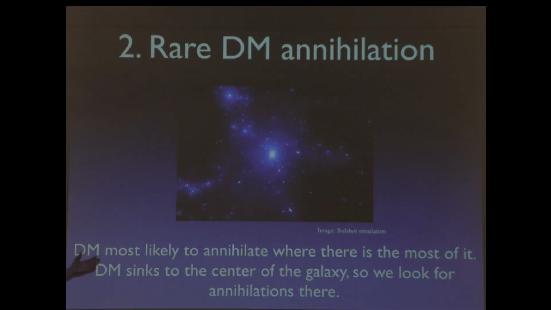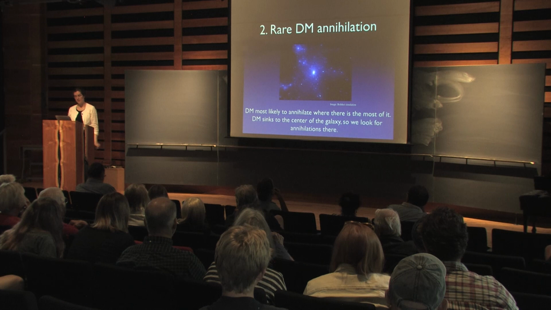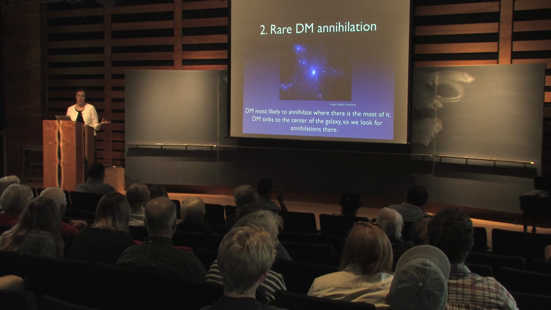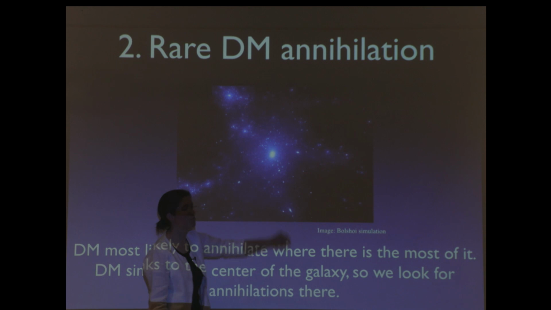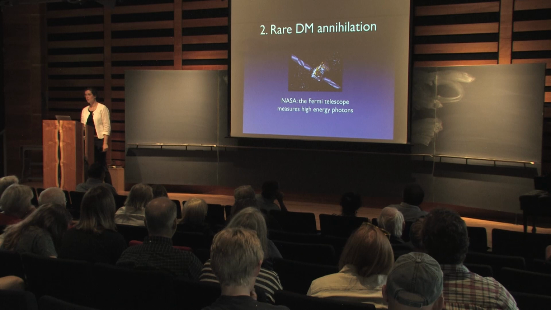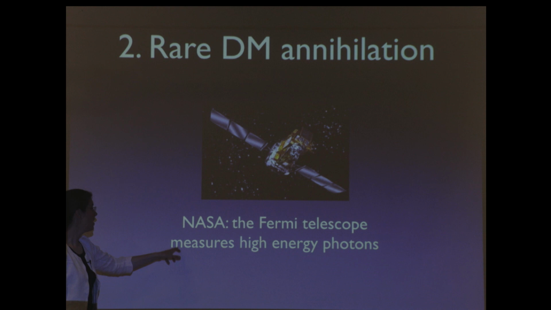So where do you go and look for these kinds of processes? Well, dark matter is most likely to annihilate, of course, where there's the most of it. Do you have a guess of where there is the most dark matter available to us? Any guesses? I wrote it down here. Dark matter tends to sink because it's cold. So the highest density of dark matter is in the center of our galaxy. Here's a simulation of a galaxy. If you were to look at it in terms of the annihilation rate, the place where it would be the brightest would be towards the center of the galaxy. And so then what you do is put up a telescope that looks for these annihilation byproducts. One of these was the Fermi telescope, which measures high-energy photons.